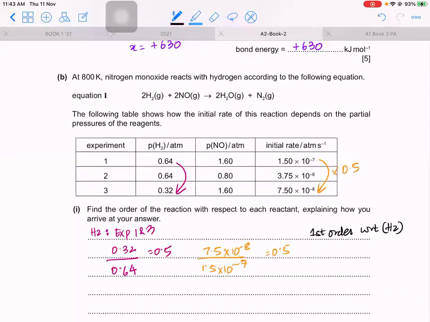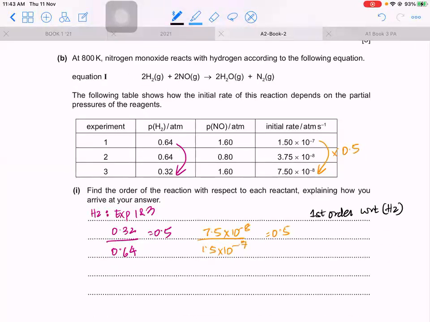Let's see for NO. So let's check the order for NO. So for NO, let's take two experiments where NO is changing and hydrogen is fixed. So which experiment should we take? 1 and 2? So let's see, it is going from 1.6 to 0.8. So 0.8 divided by 1.6, that is 0.5. So the partial pressure is changing by 0.5.